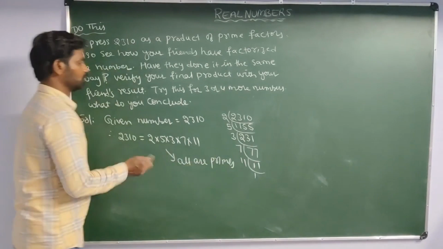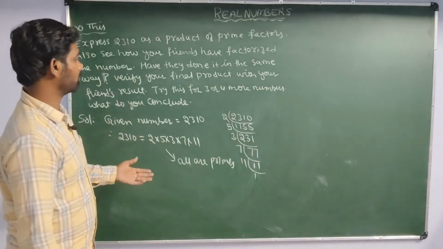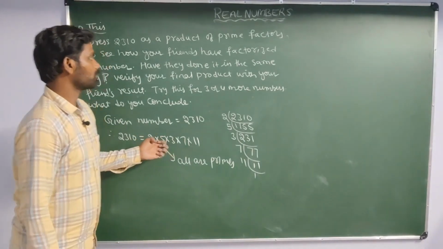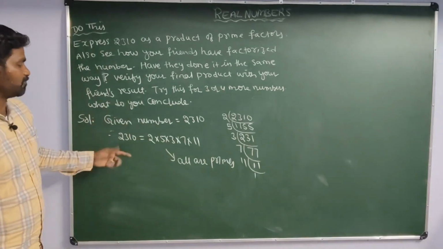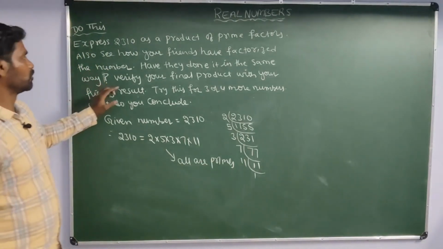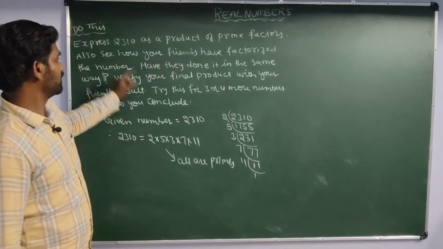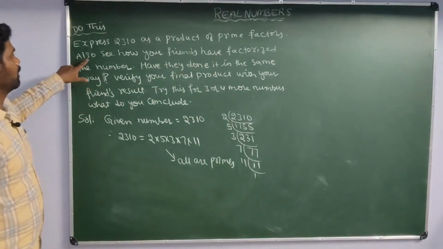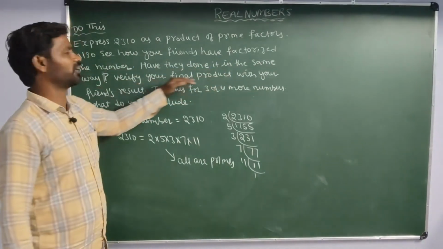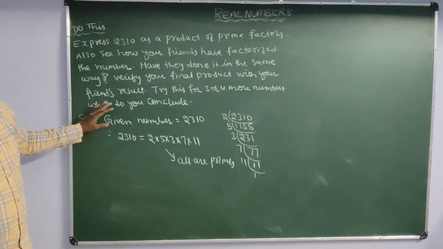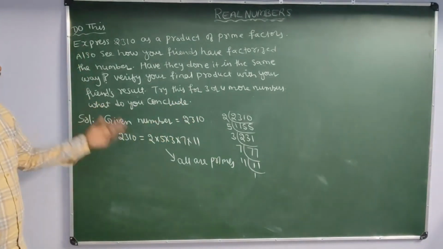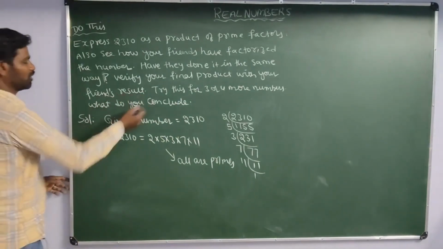Before that, we have studied the arithmetic theorem. What is that arithmetic theorem? Every composite number is the product of primes. So this is the composite number and these are the prime numbers. Now what you have to do is check the same result with your friends. Also see how your friends have factorized the number. Have they done it in the same way? Verify your final product with your friend's result. Try this for 3 or more; take 2, 3 or 4 more numbers and try it.